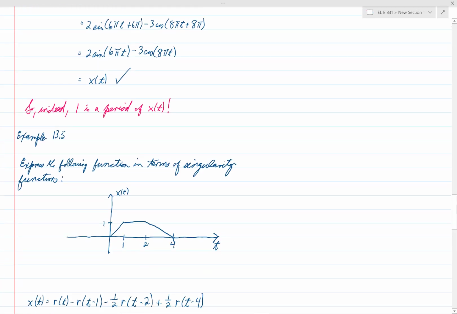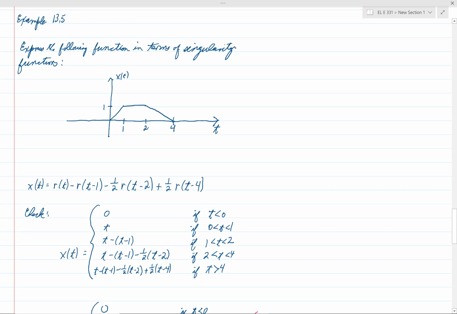Now let's look at example 13.5. Let's express this function in terms of singularity functions. I hope that you will try to do this yourselves first before looking at the answer. So I suggest you take a break, and then after you finish, let's come back to work together. Okay, so I hope that you were able to get this, but let me show you what I would do here.